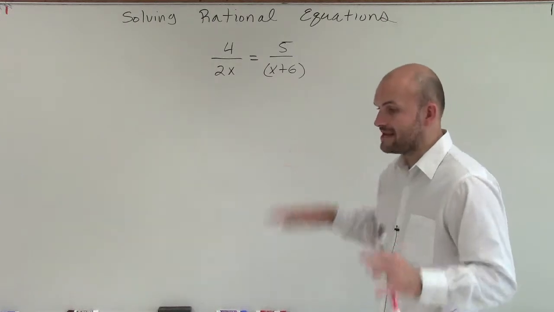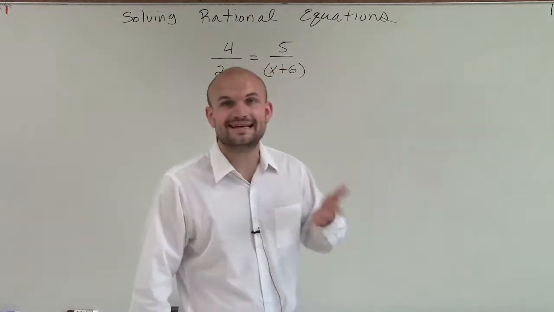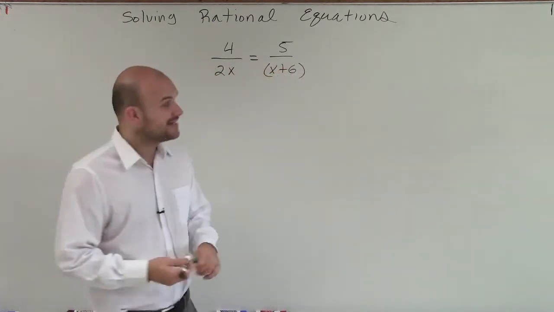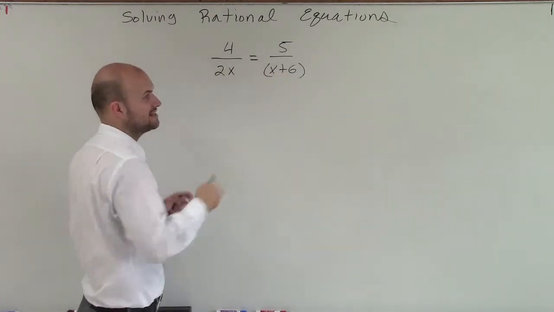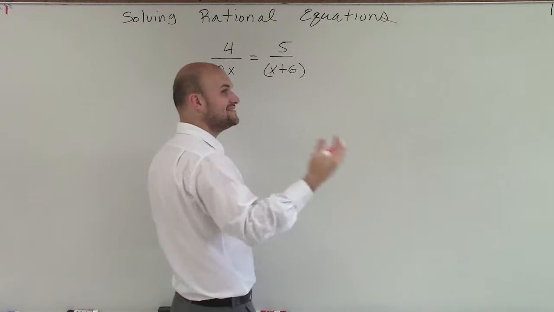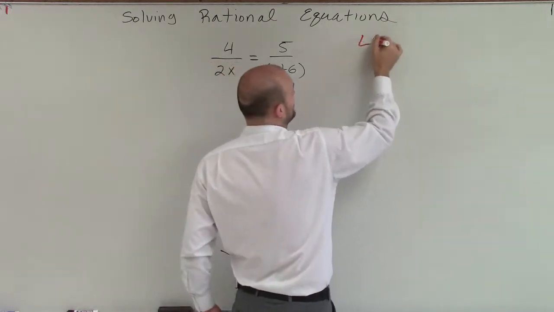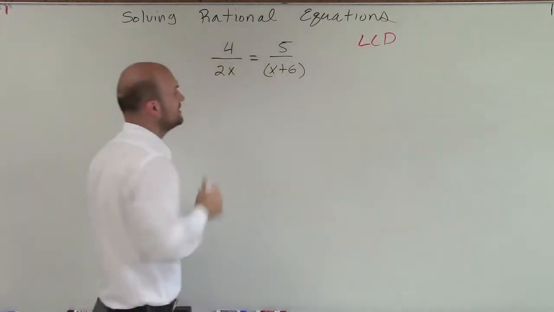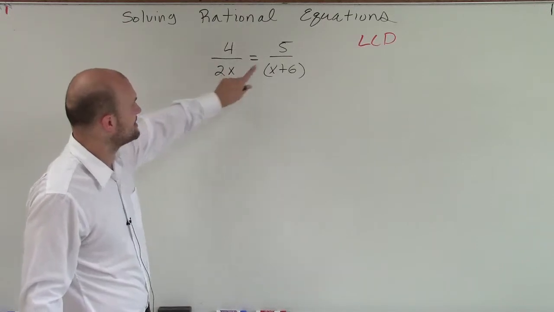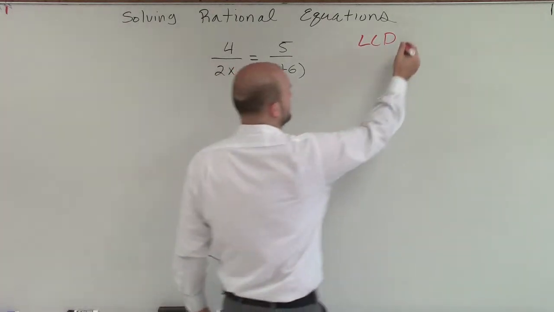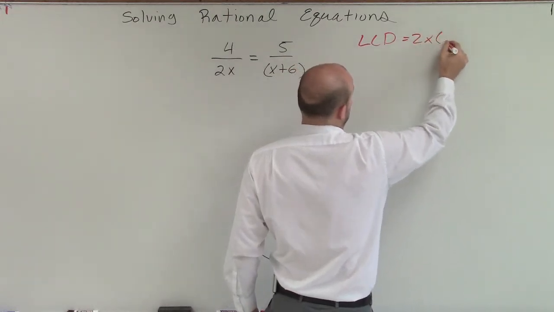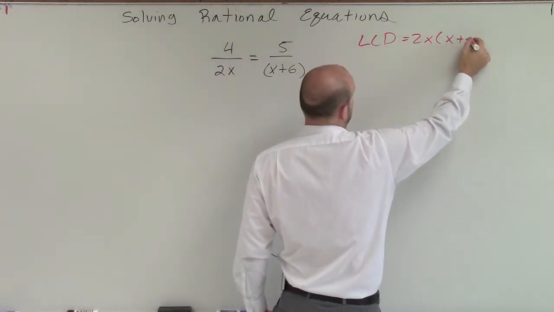So anyways, the main important thing that we need to understand is we need to eliminate our fractions. And to do that, we need to get our denominators eliminated. So to do that, I keep on saying it, determine our LCD. We need to determine what is the least common denominator between 2x and x plus 6. Well, they don't divide into each other. So therefore, I can just say that my LCD is 2x times x plus 6.